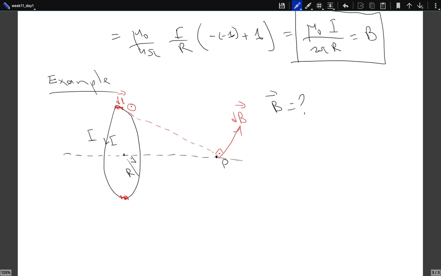Now, this is my DL. This time, this is my R vector. It's pointing from here to there. DL cross R is pointing in this direction. So let me draw this straight line first. It should be perpendicular to this one. And dB would be pointing in this direction. This is again 90 degrees. Do you agree with the directions? Can you obtain them? No?